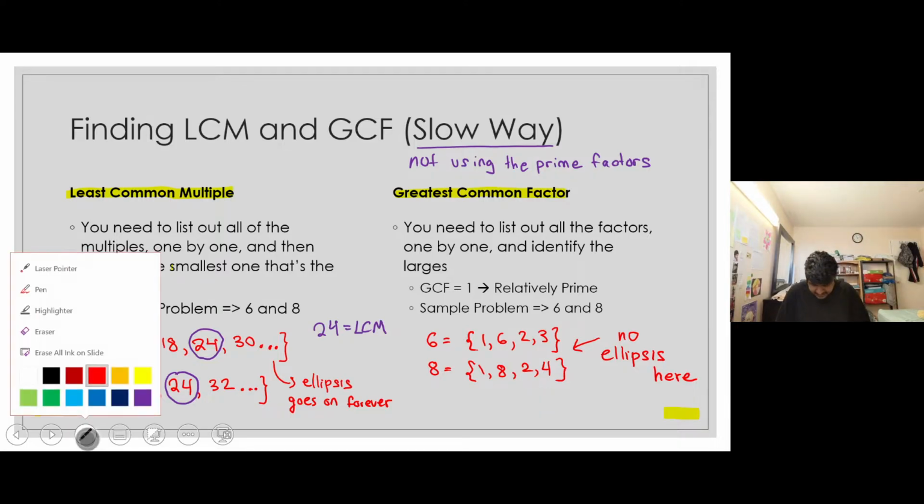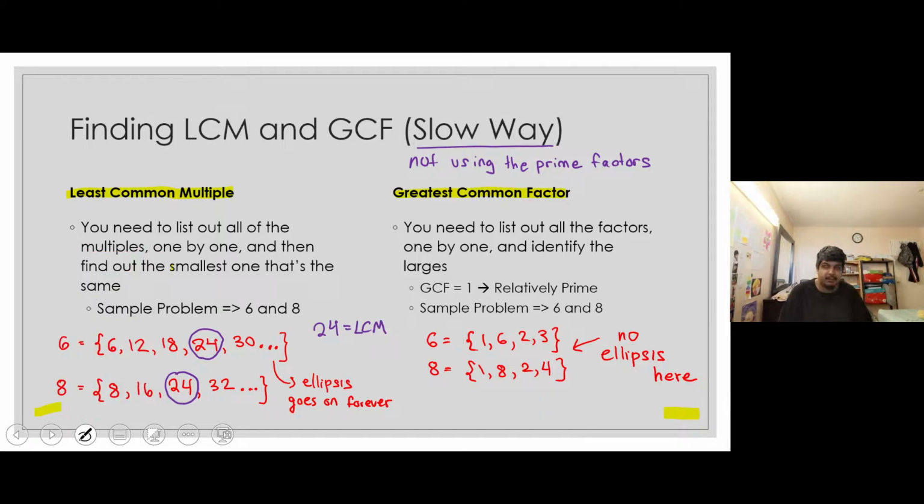But over here, we can identify that the biggest factor that's common among these is 2, because these are both even numbers. Bang. Right? So we would say that the GCF is equal to 2, because that is the greatest factor that is common among both of them, right?